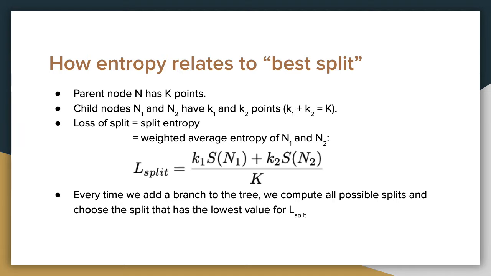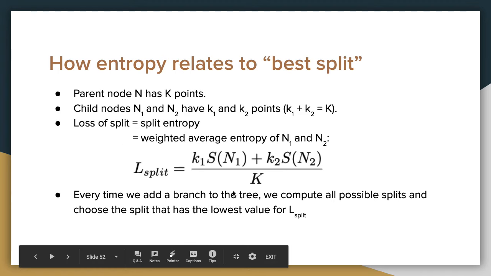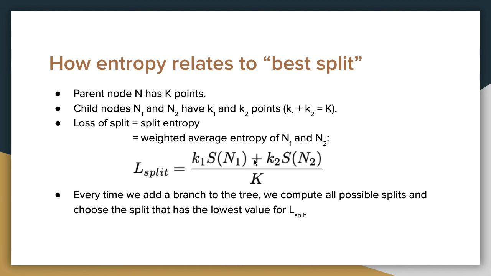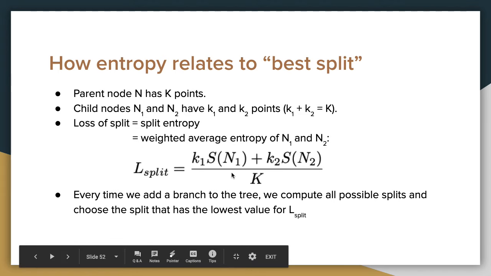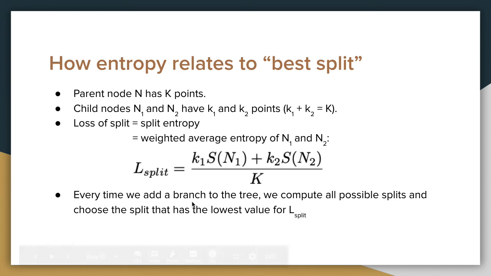And so we need to define how bad or how good this split is, and that's what this formula defines. S, remember, stands for entropy. So we find the entropy of N1, the entropy of N2, and we take the weighted average of that, and we say that is the loss of this split as a whole. That's all this formula is saying down here. Okay. And so basically, that's our loss function, and we want to minimize that.